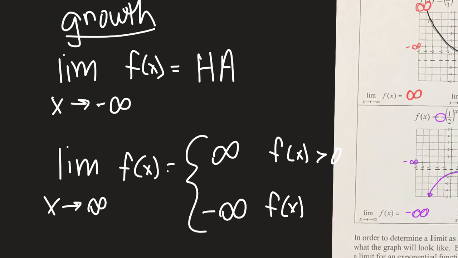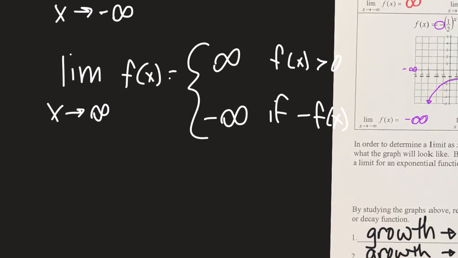I guess I should maybe write it like this. Let's erase all this real quick. If negative. Okay? So that's for our growth. If you're going to the left, your graph is going to the horizontal asymptote, and if you're going to the right, it's either getting bigger if it's positive or getting smaller if your function is negative.